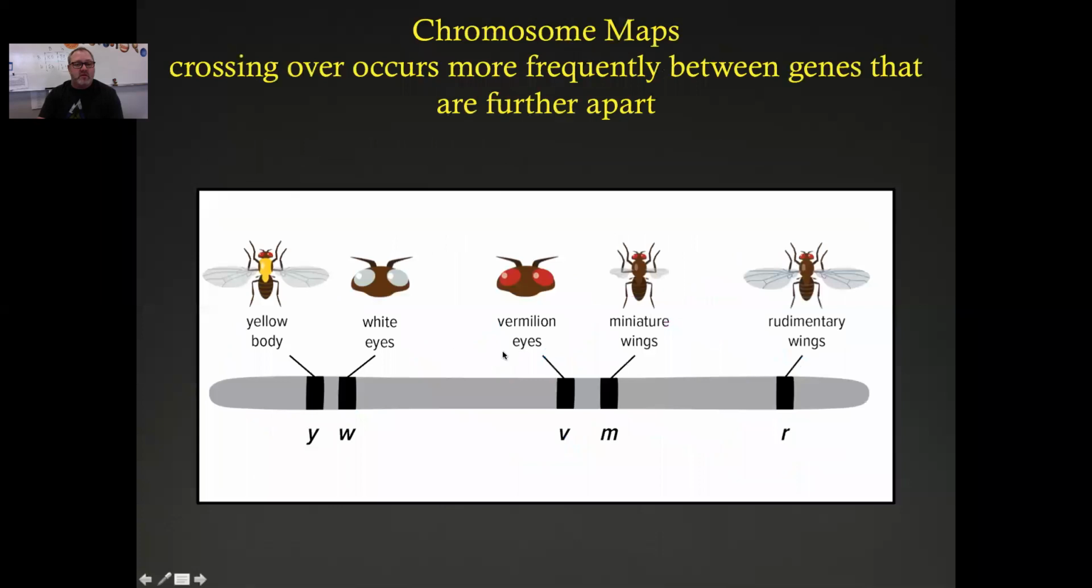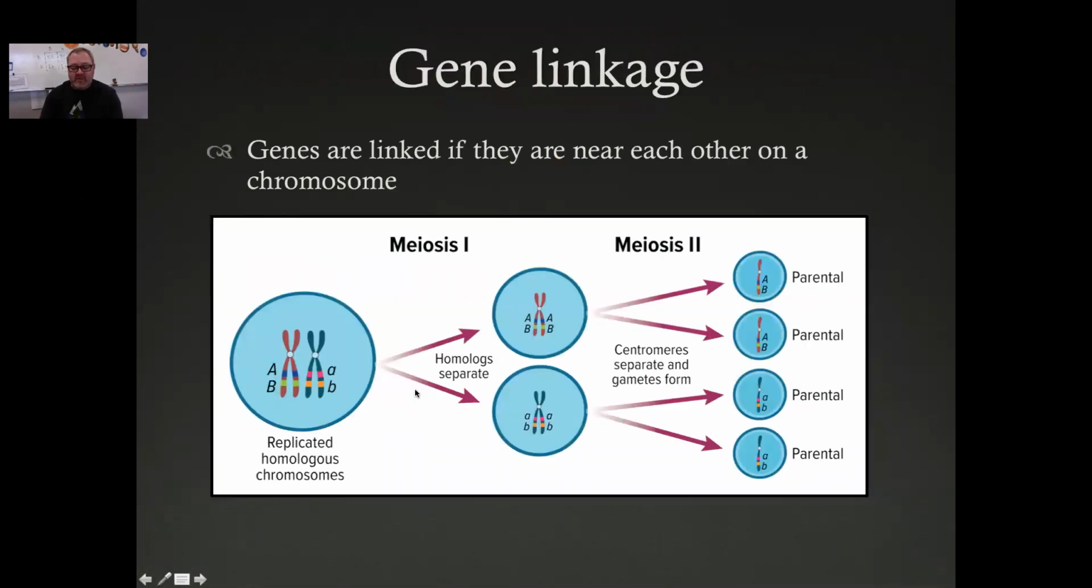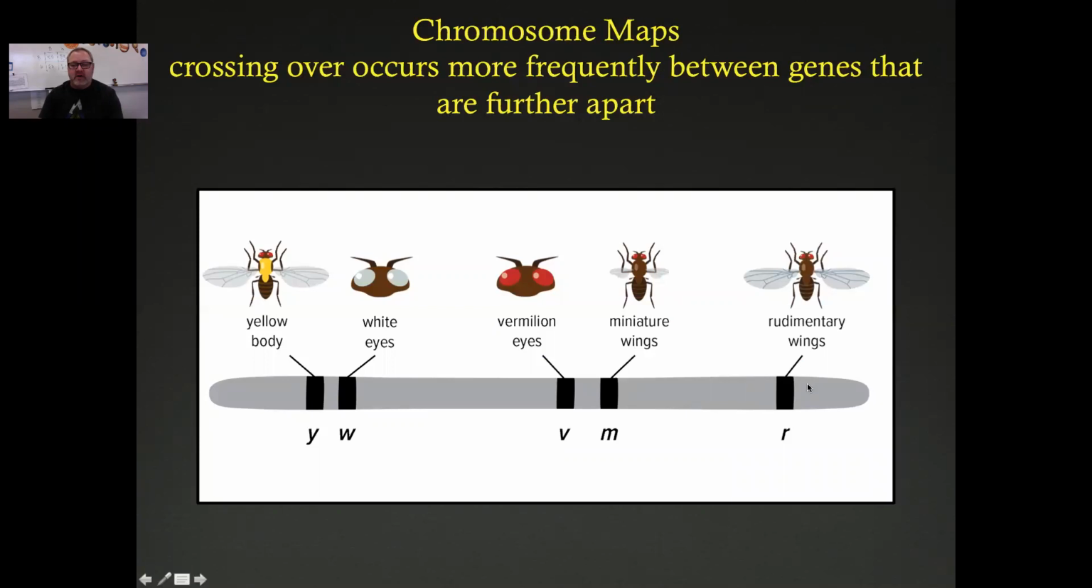Now, a chromosome map then happens when we can actually look at the chromosome and we can see where crossing over is occurring. And oftentimes it happens more frequently between genes that are further apart, that they get separated, right? Because if crossing over happens from this section and beyond, then it's more likely for those things to not have gene linkage because they are so far apart.